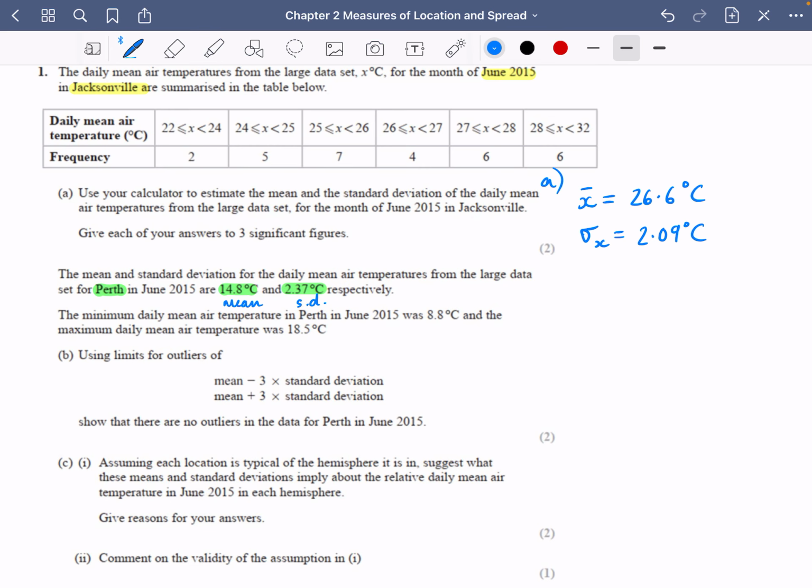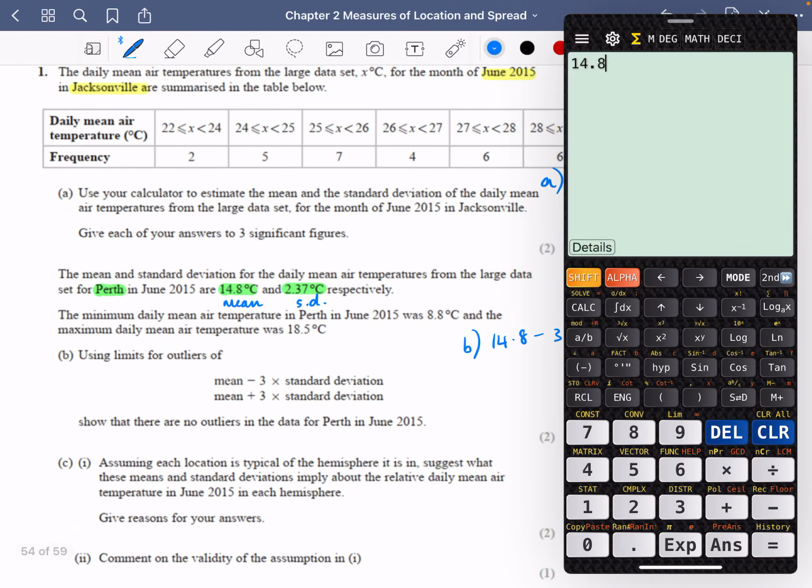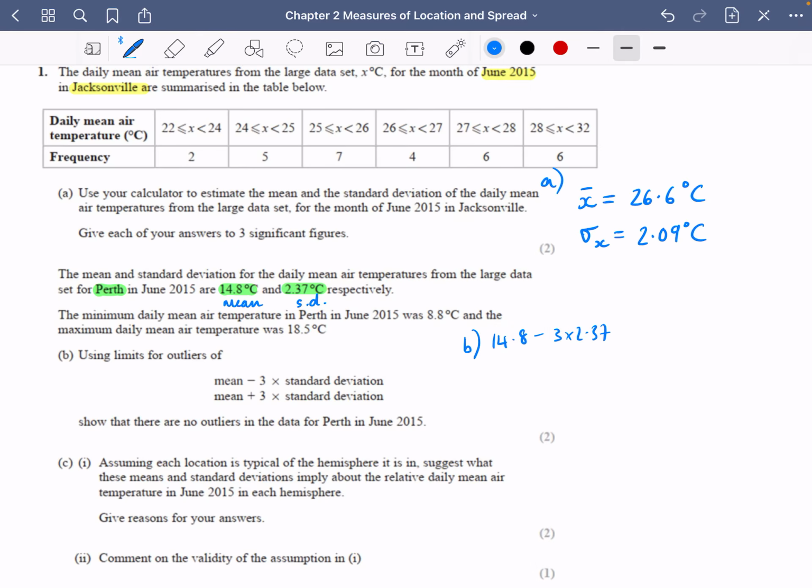Now, this is technically coming up into the 3rd chapter, but I think it's pretty easy to do. So what we're going to do is we're going to do the mean minus 3 times the standard deviation. So I'm going to do the mean minus 3 times the standard deviation to get the lower bound. So that's the mean minus 3 times the standard deviation, which is 7.69.